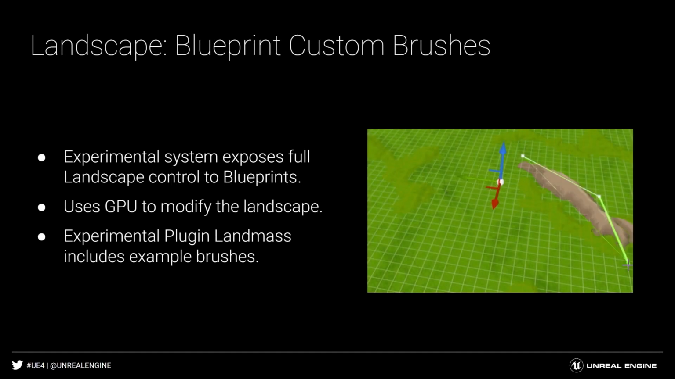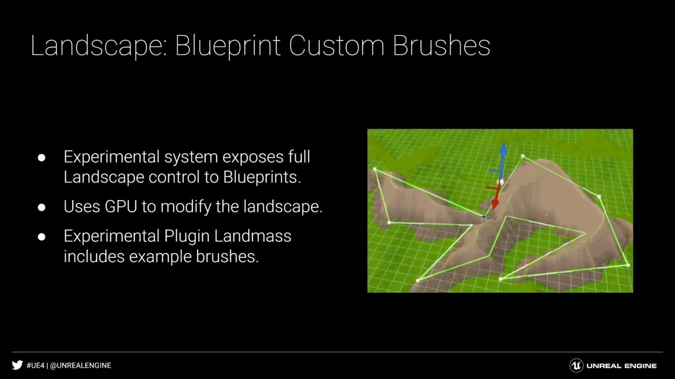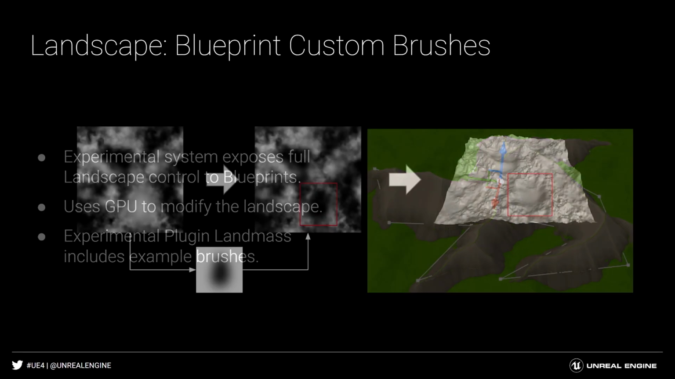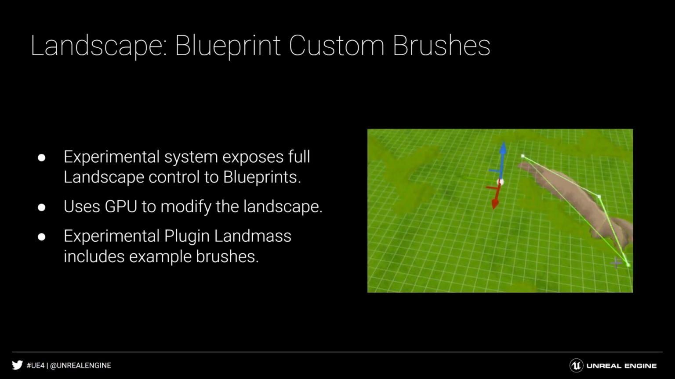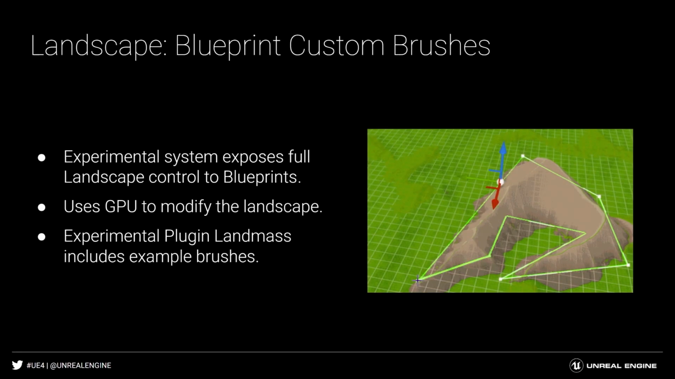The Blueprint Custom Brushes system exposes full landscape control to blueprints. It allows custom brushes to be created that can affect the landscape in a non-destructive way. It's important to remember that landscapes are simply dynamically generated geometry that reads a height map where each pixel is used to store elevation data. Blueprint Custom Brushes allow developers to create their own approach to landscape sculpting by making use of the GPU to overlay render targets that are going to be baked into a height map texture. For this demo, we're going to use the built-in examples in the landmass plugin that developers can use as a reference to expand on it.